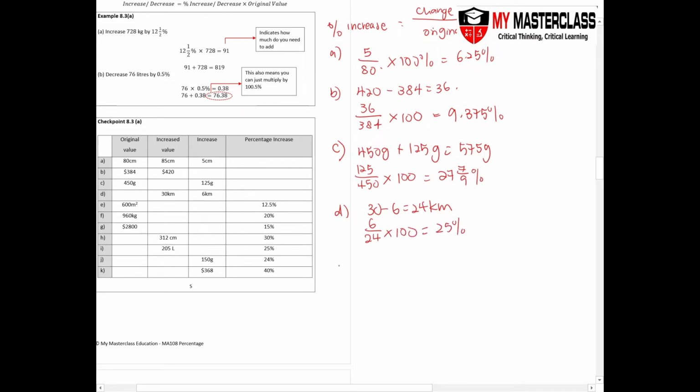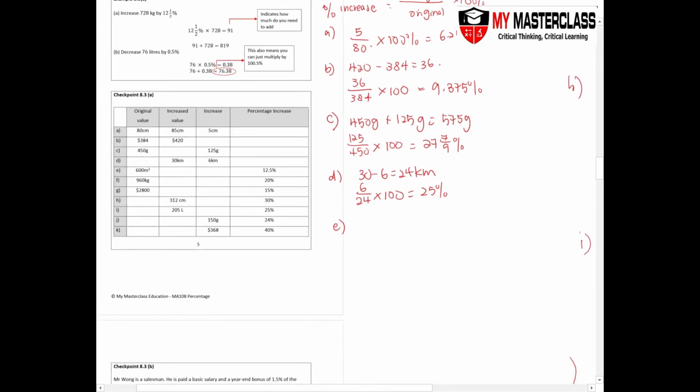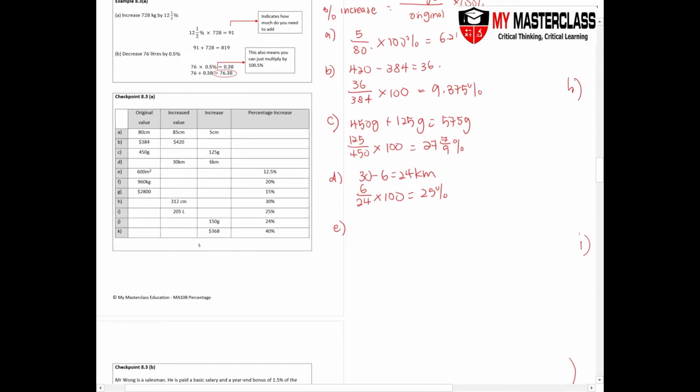Then eventually let's take part E. Part E is giving you the original and the percentage increase. So this means 800 meters square is actually 100% here. If this is 100%, to make it simpler for you to understand, you need to find 1%, which is 600 divided by 100. Then you need to find 12.5%. So you take 600 divided by 100, you multiply by 12.5%.